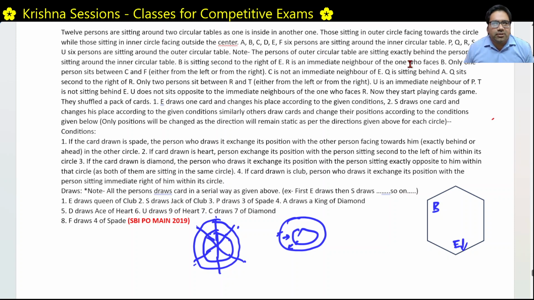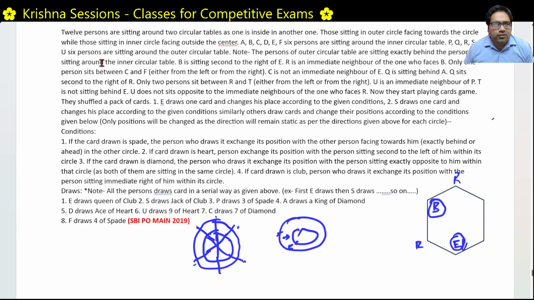R is an immediate neighbor of the one who faces B. The one who is facing B is sitting here. So that means R is either here or here. Let's see. R is either here or here. We don't know where. So where we are sure, we'll circle them. Where we are not sure, we'll keep them open. Right, R is either here or here.